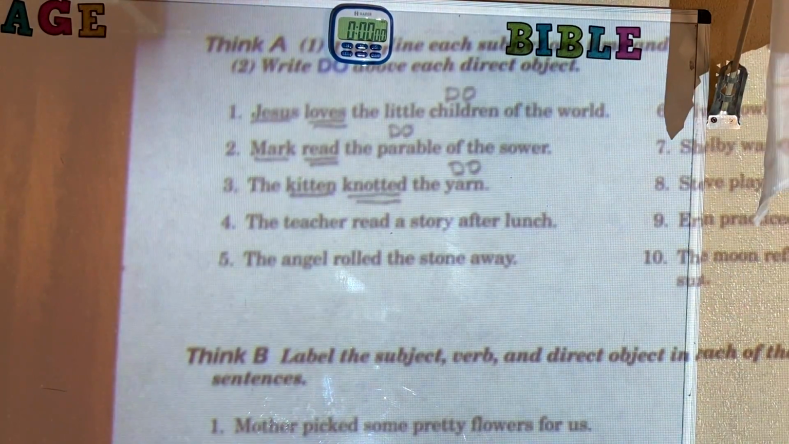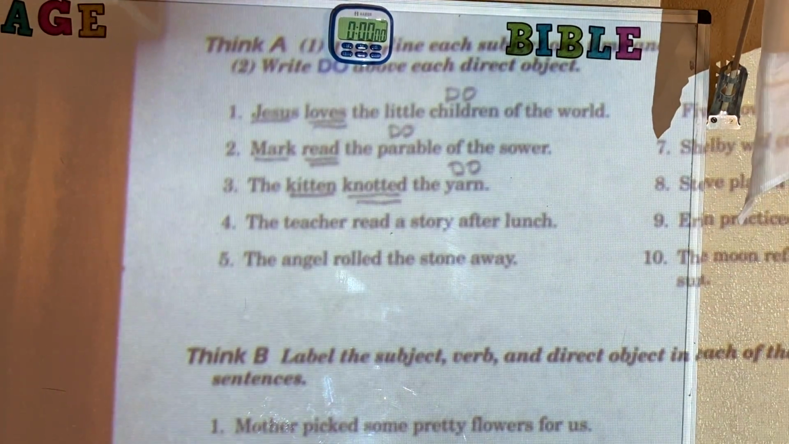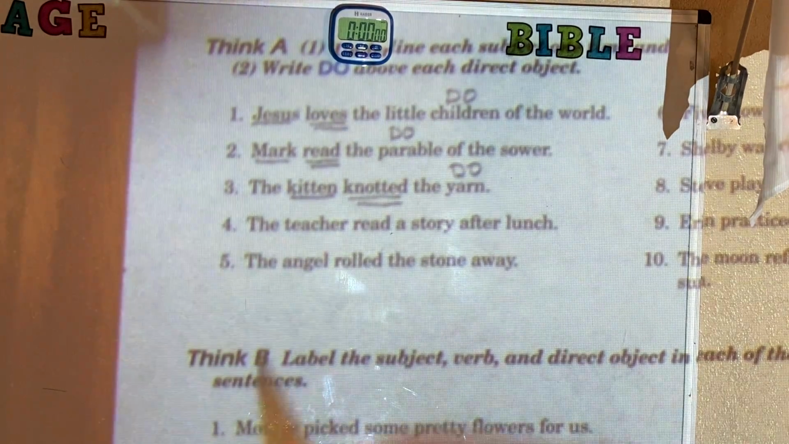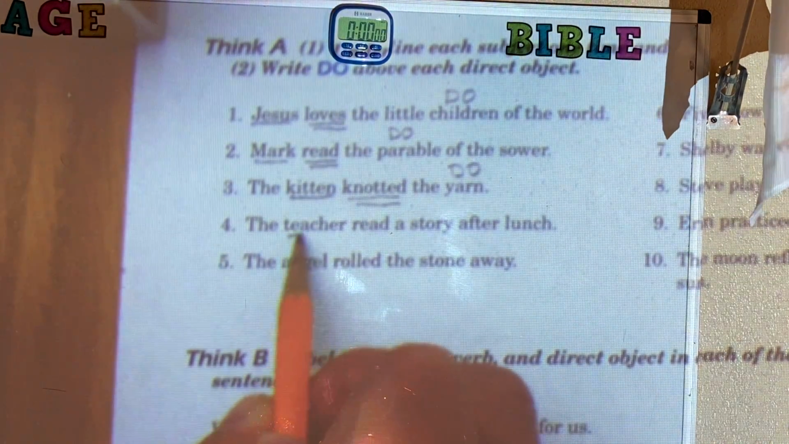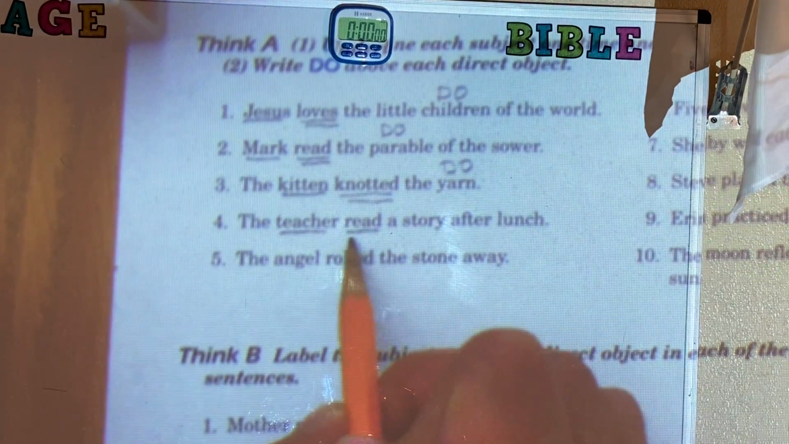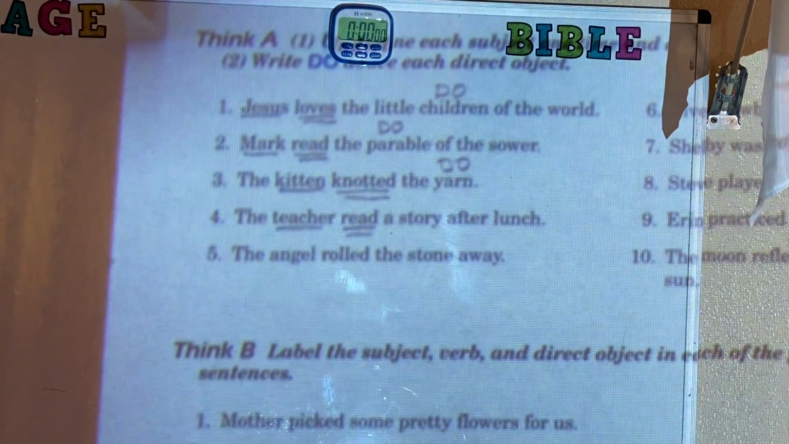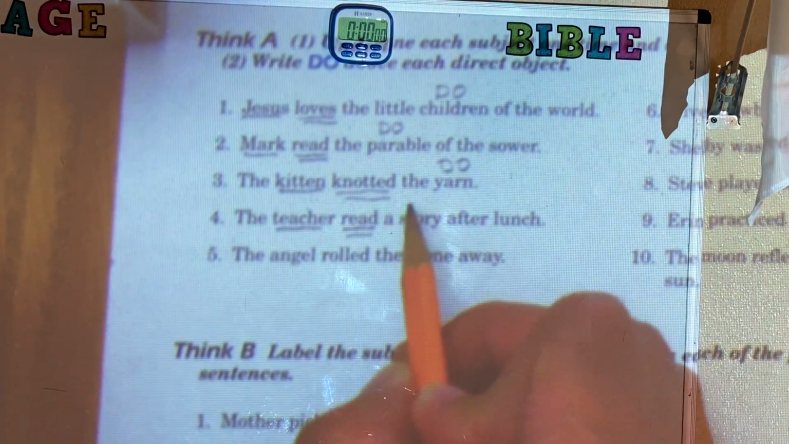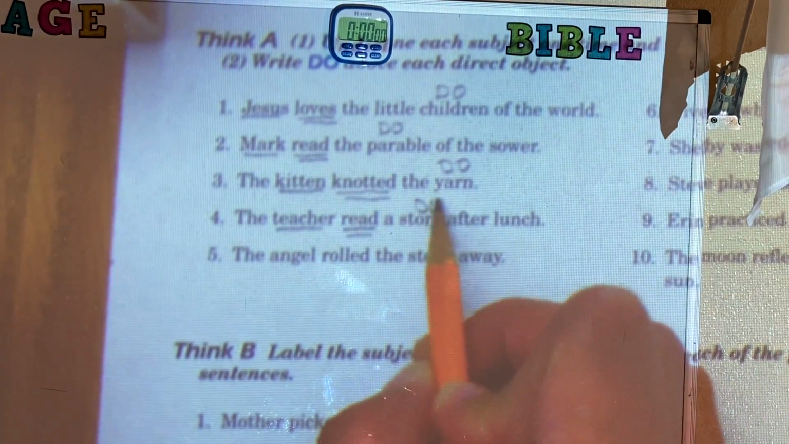For number 4, the teacher read a story after lunch. Who are we talking about? Who's the subject? That would be teacher. What did she do? She read. That would be our verb. What did she read? A story. So story would be the direct object.